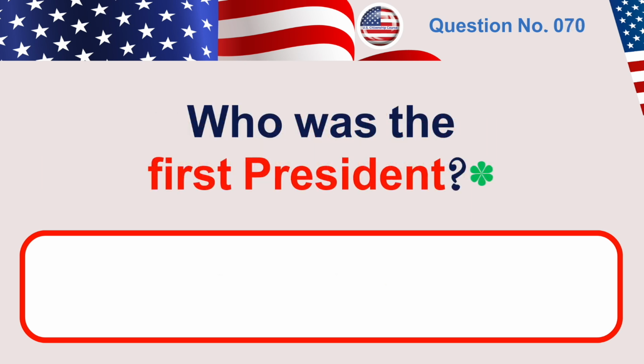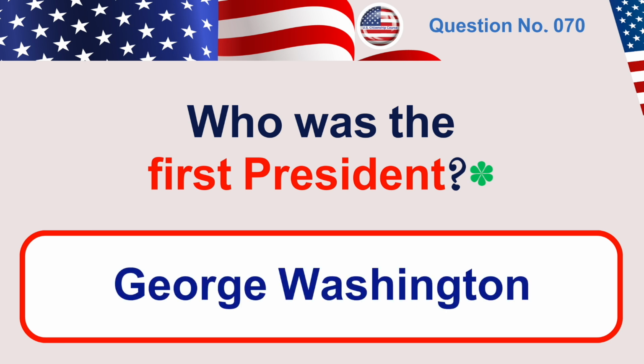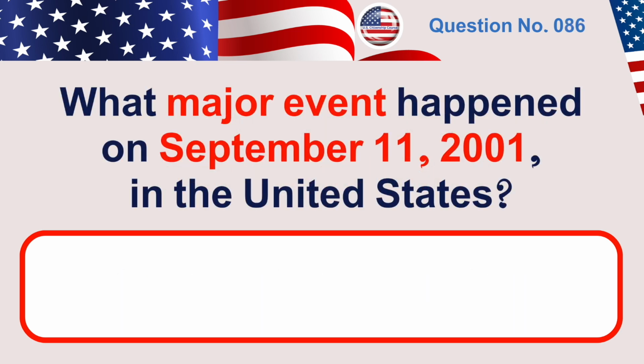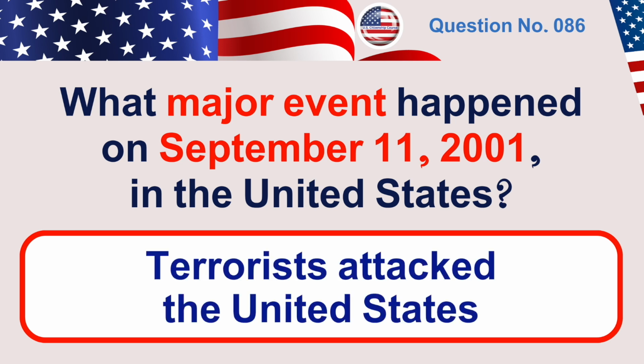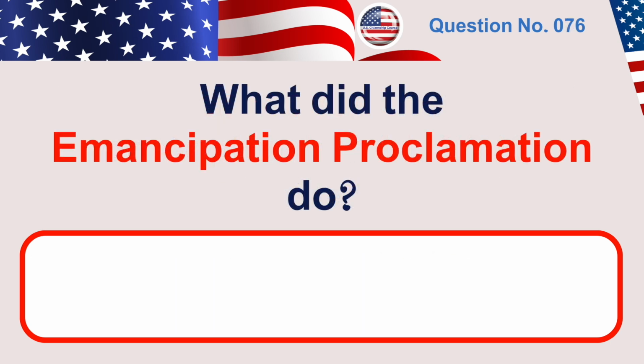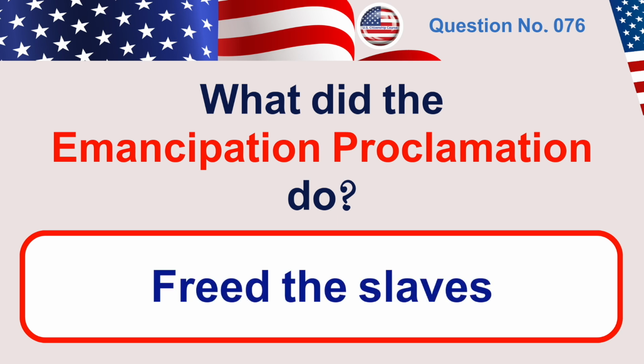Who was the first president? George Washington. What major event happened on September 11, 2001 in the United States? Terrorists attacked the United States. What did the Emancipation Proclamation do? Freed the slaves.